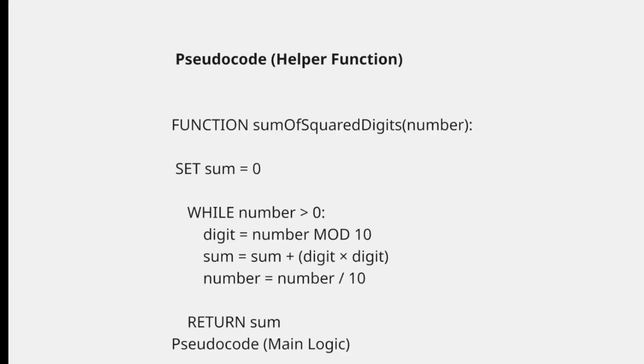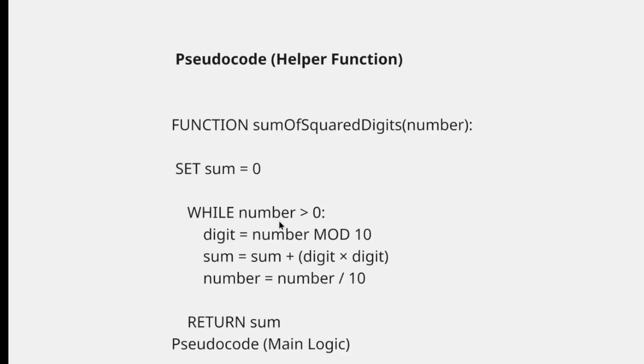Alright, now we write the pseudocode. Remember, no Java syntax here, just pure English logic. This is the blueprint before we build the actual code. At first, we create a helper function that takes a number and returns the sum of the squares of its digits. Why a separate function? Because we'll call this repeatedly, and it keeps our code clean and reusable.